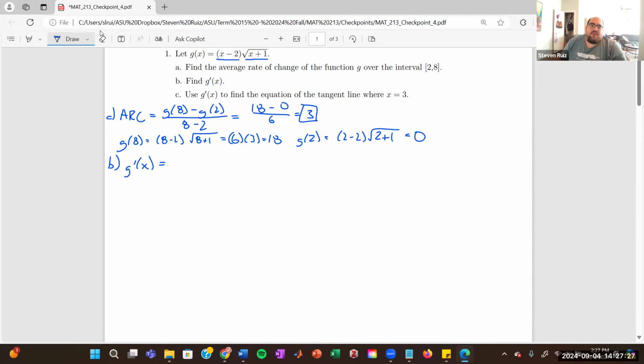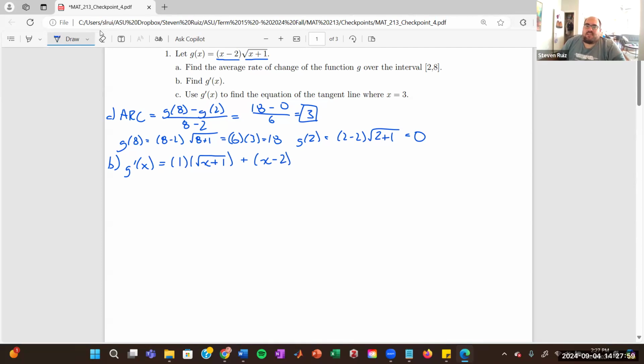So the way to apply the product rule is this. I want to find the derivative of x minus 2. That's 1 times the second function not differentiated, basically just as is. So that's going to be the square root of x plus 1. Then plus, now we're going to leave the first function, x minus 2, unchanged. And then we're going to multiply by the derivative of square root of x plus 1. So how do we do that?